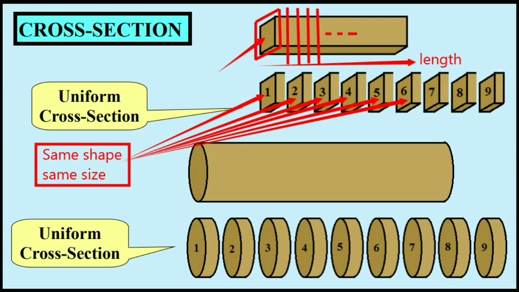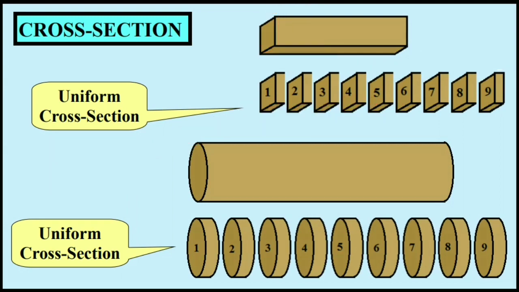Hence, it is easier for a cube or cuboid to find out volume using area of cross section and to find out total surface area using perimeter of cross section, because perimeter of cross section is also uniform due to having same shape and same size of the cross section. Let's take another example to understand cross section and uniform cross section.